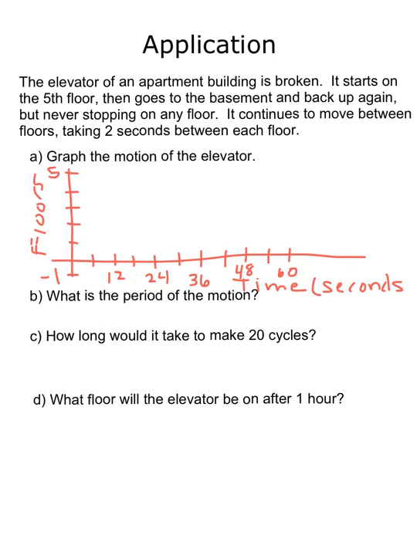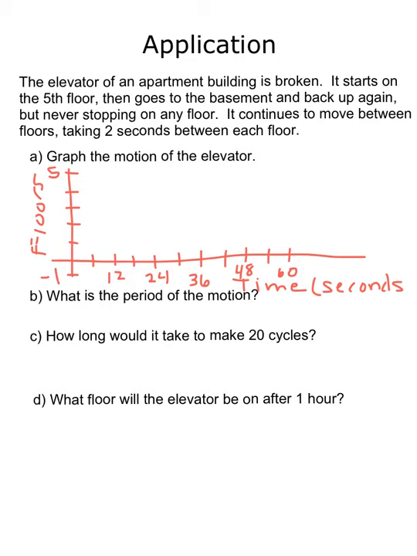Now let's look at an application. The elevator of an apartment building is broken. It starts on the 5th floor and goes to the basement and back up again, but never stops on any floor. It continues to move between the floors, taking 2 seconds between each floor. So we're first of all going to graph the motion of the elevator.